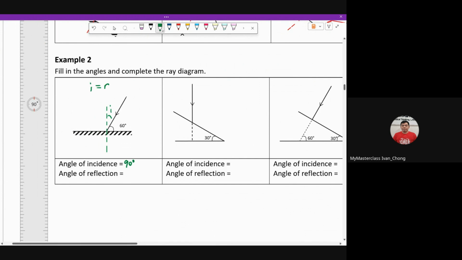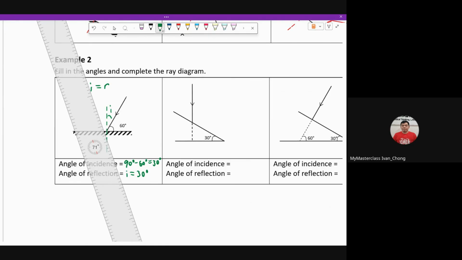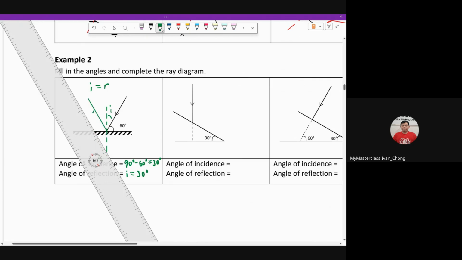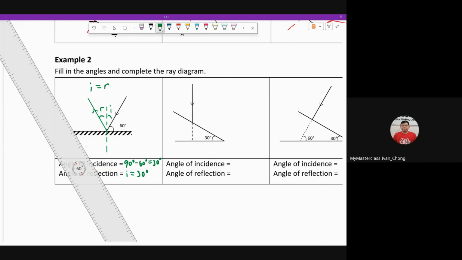It will just be 90 minus 60, which is 30 degrees. So show some working, don't just put in the numbers. And since I and R are the same, they will also be 30 degrees. If you want to be a little more specific, 30 degrees, you have this part over here. I and R is 30 degrees as well.